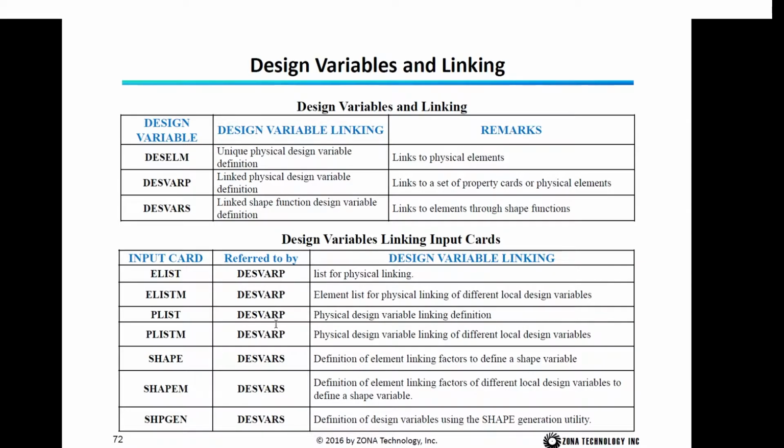If you use DESVAP, you can use either ELIST or ELISTM to link the element IDs of a set of elements together to become one design variable, or you can link the property cards of a set of elements to become one design variable. And if you use DESVAS, you refer to a shape. In the shape, you define the shape function, and a set of shape functions. So each DESVAS refers to the coefficients of this shape function.